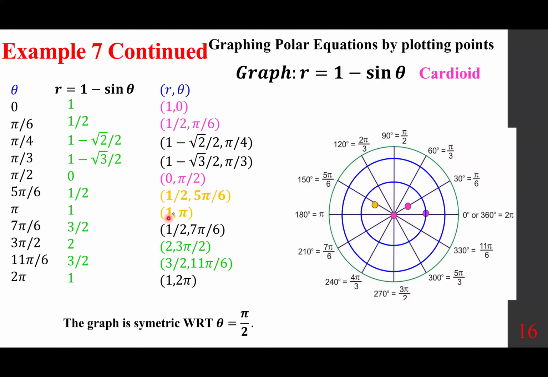Okay. Pi, this is 180 degrees. So 1 puts us here. Okay. 3 pi over 2. So 3 pi over 2 is down here. And 2 is 1 and 2 tick marks here. 3/2, 11 pi over 6. So 11 pi over 6 is this angle. 3/2, so this is 1, this is 2, so in between.